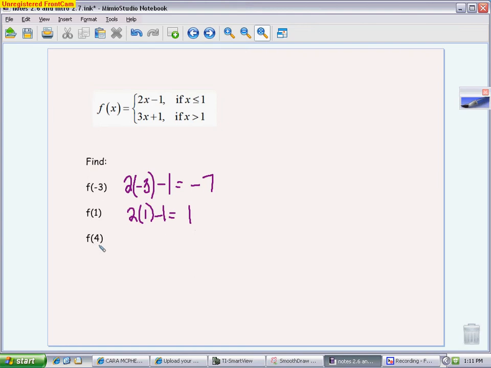And then the last one, 4. If I look up here at my constraints, 4 is bigger than 1, so I'm going to use the bottom equation for the first time. So it's going to be 3 times 4 plus 1, which is 12 plus 1, which is 13.